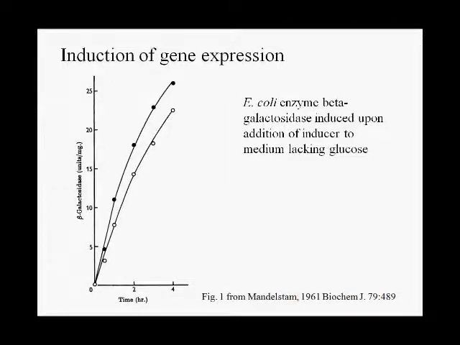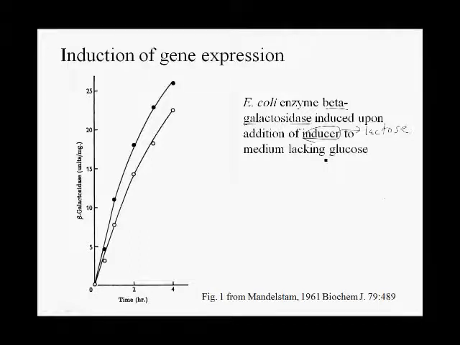Here is a graph that shows how E. coli cells can turn on the expression of the enzyme beta-galactosidase, which is encoded by one of the genes in the lac operon. And it's expressed or turned on in E. coli cells in response to a specific environmental stimulus, a chemical inducer, which under natural conditions is simply the sugar lactose. Lactose is a disaccharide composed of galactose and glucose covalently bonded together.